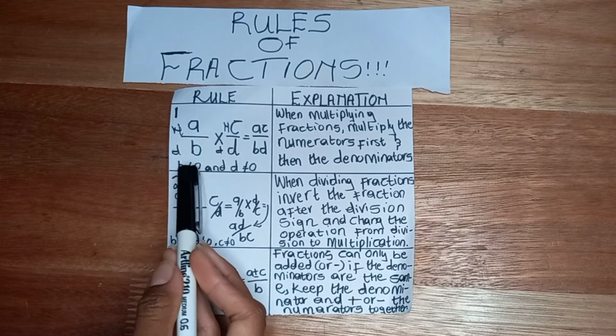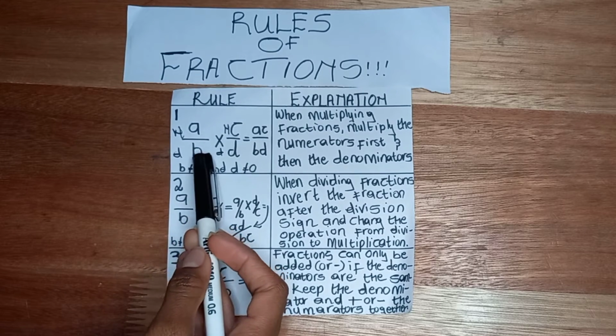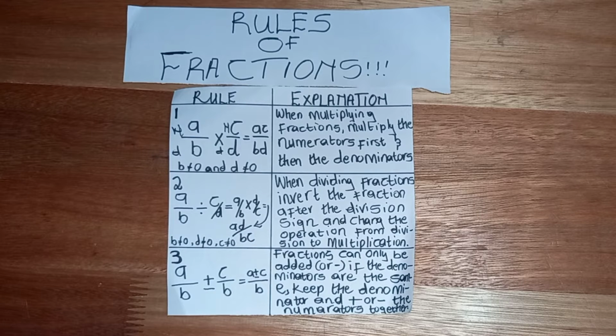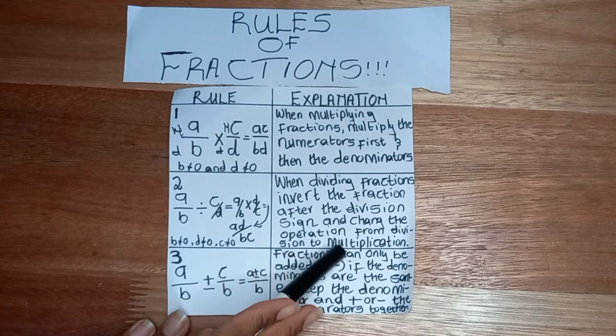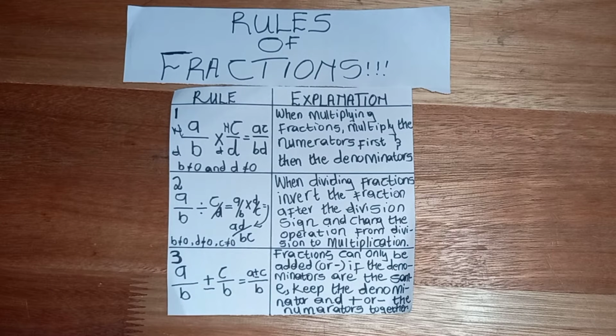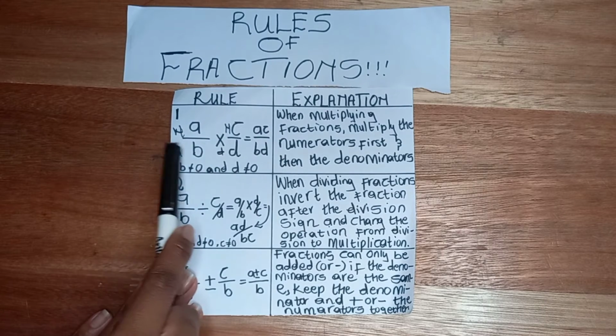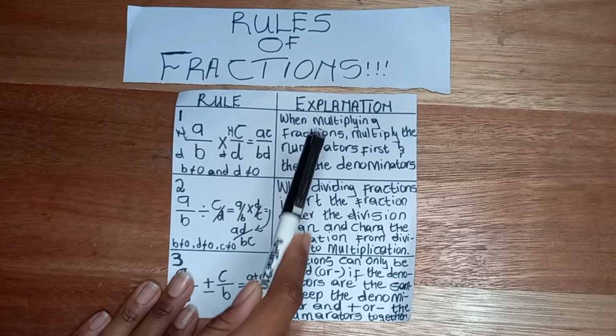So here the condition says b is not 0, b is the denominator, and d is not 0, d is the denominator. Why are they saying that b and d are not zeros? This is because a number cannot be divided by 0. It will be said to be undefined. So basically this rule says that when we have two or more fractions and they are multiplying, you first multiply the numerators and then multiply the denominators. So you're going to basically say a times c, which is ac, b times d, which is bd.